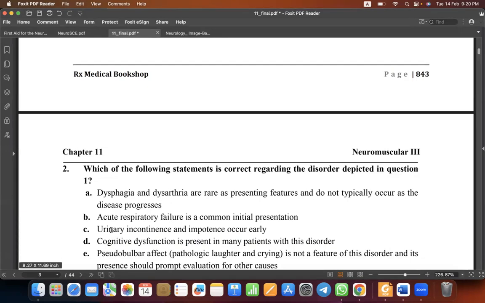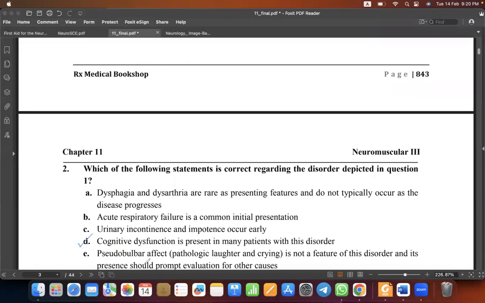The cognitive dysfunction is present in many cases. It's absolutely true. I guess this will be the most correct option, because there could be some association with frontotemporal dementia. In that case, there will be atrophy of the frontal and temporal lobes, so they might have ubiquitin and TDP-43 positivity with tau negativity. So cognitive dysfunction could be present. So this is true, I guess.